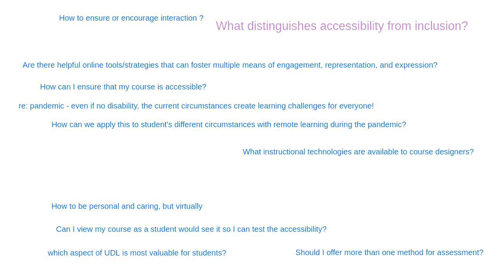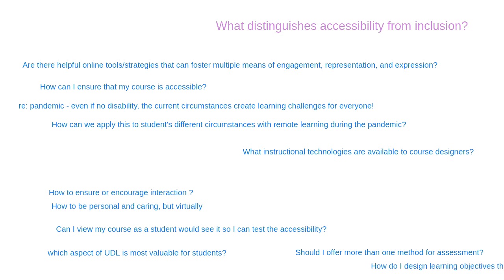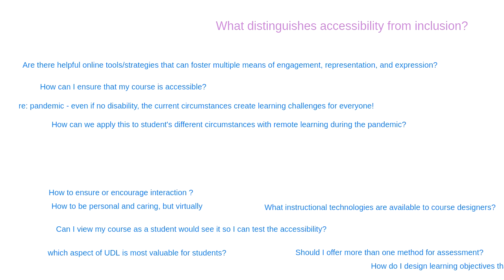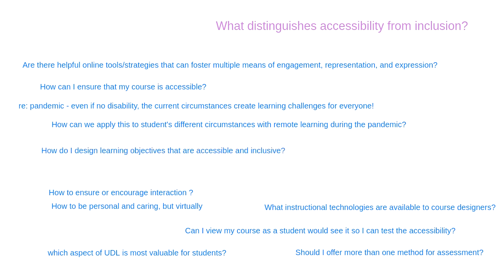What distinguishes accessibility from inclusion? Sure, absolutely. In an ideal world, your course, my course, our campus, every other organization, physical structures as well as social structures would be accessible, and that would promote inclusion.